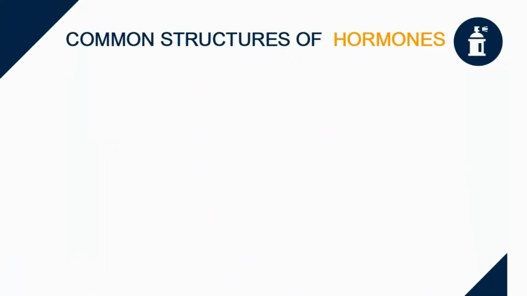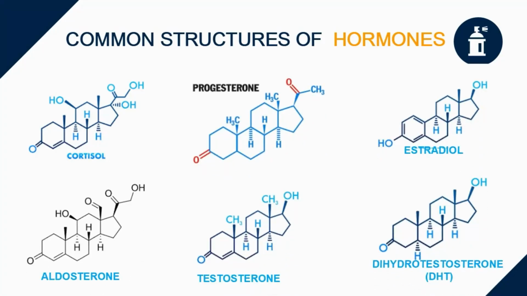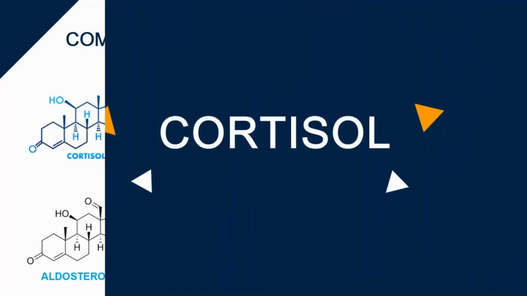You can see over here some important common structures of hormones, and these hormones are cortisol, progesterone, estradiol, aldosterone, testosterone, and dihydrotestosterone. Let's see the sources, uses, and solubility of these molecules respectively.